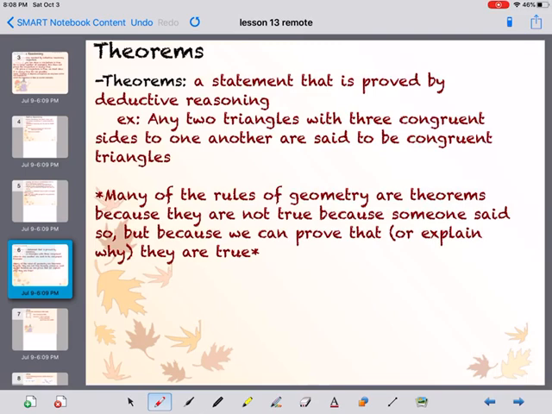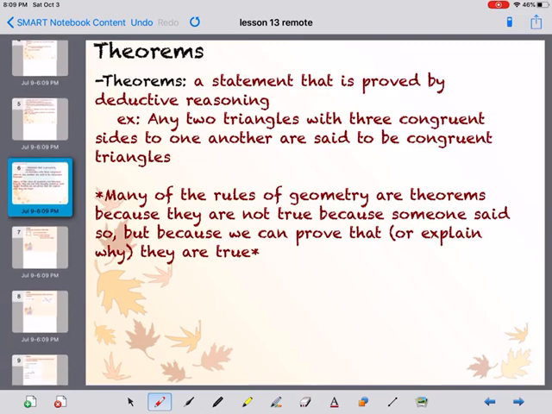Something to keep in mind, many of the rules of geometry are theorems because they are not true because someone said so, but because we can prove it. So I hate when kids tell me, oh, well, my teacher told me it, so that's why it's true. No, it's true because you could actually show it or prove it, and that's just something you want to keep in mind when we move into proof.